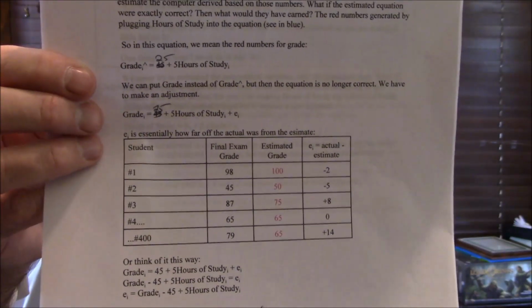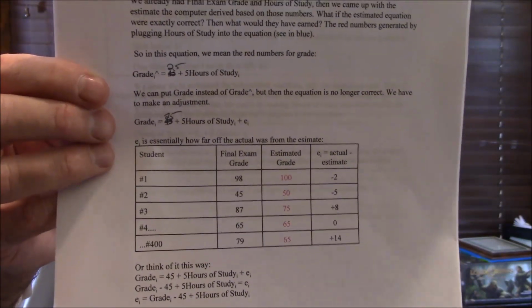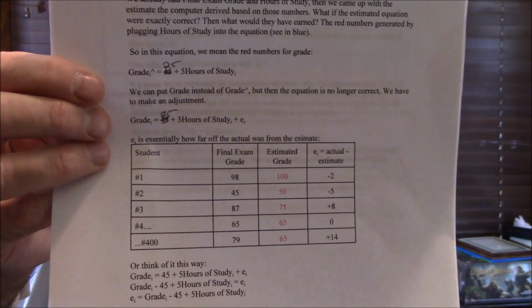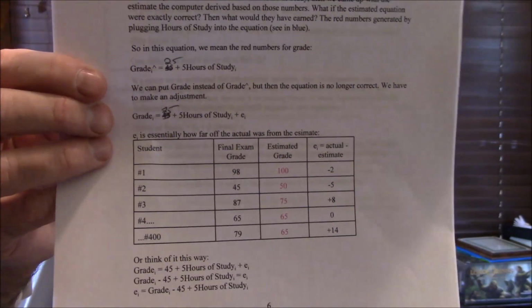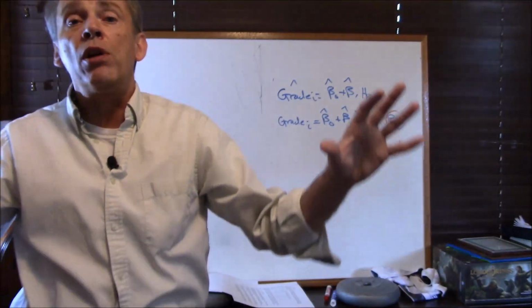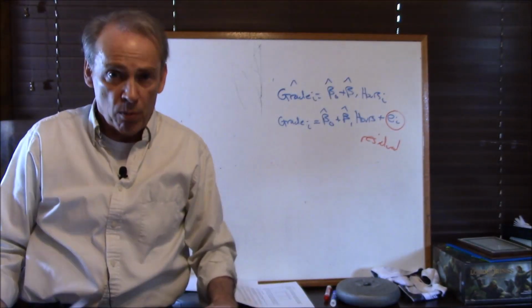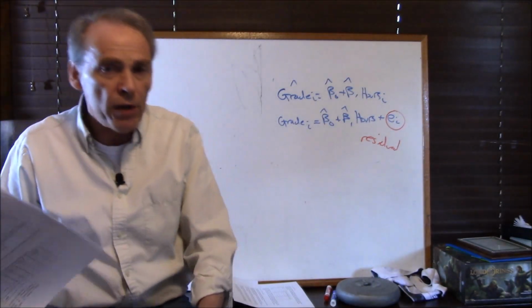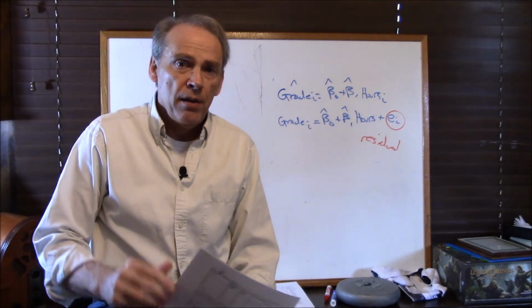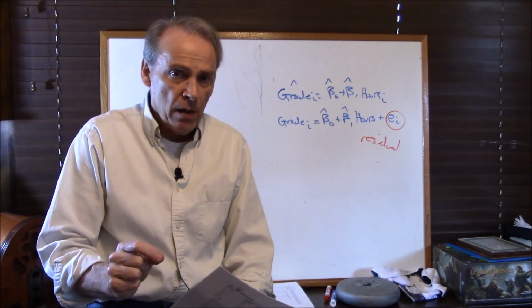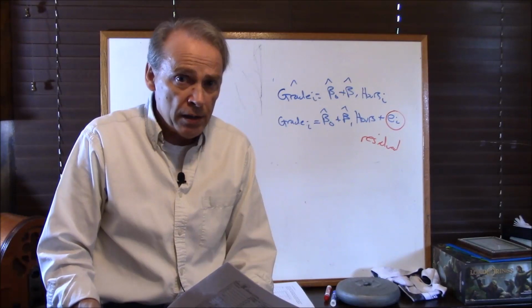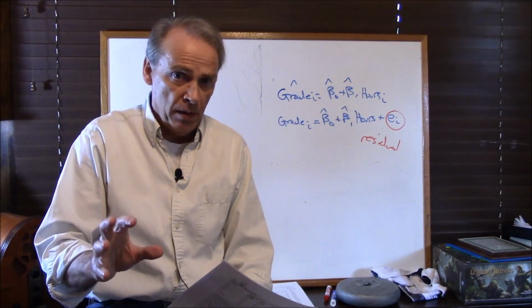Those are residuals, and residuals are the actual number minus what you estimated it to be, okay? Those are going to turn out to be incredibly important. The difference between what your equation thought the grade was going to be versus what it actually was is going to turn out to be incredibly important, all right?